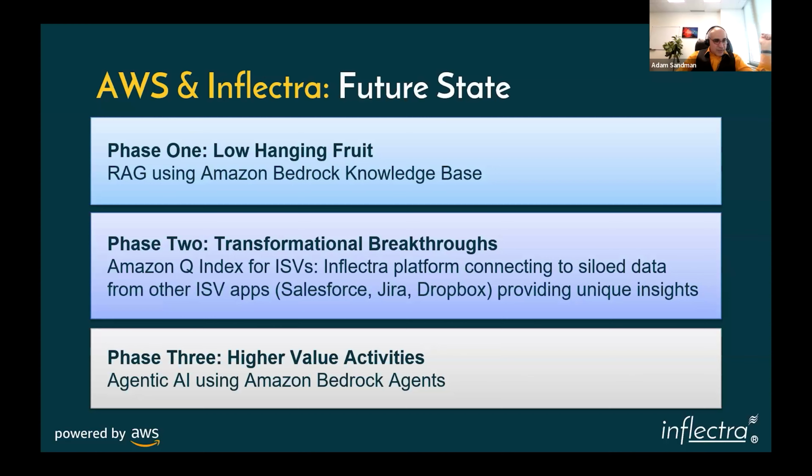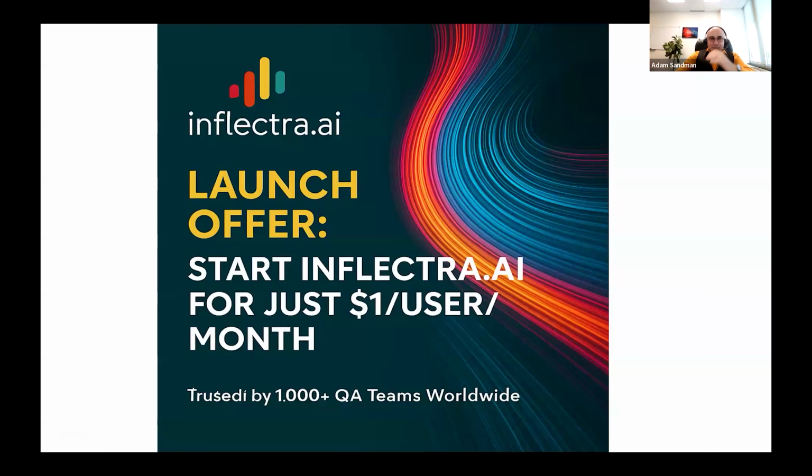And all right. So one thing I want to mention is about pricing. Before we go into the demo, which is the next slides, we have a launch offer. So you can start using Inflectra AI for just $1 a user per month for the next 60 days. So in the next 60 days, if you're a cloud customer, you can go in and add Inflectra AI to your instance for just $1 a user per month. But here's the really good part.